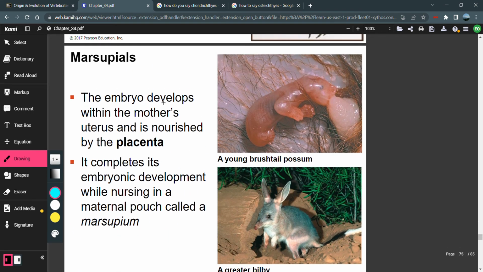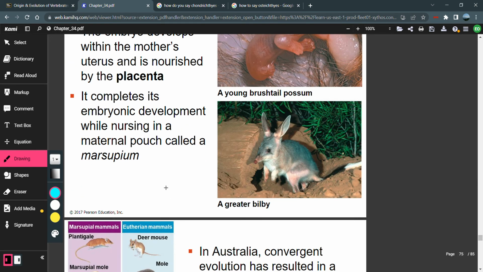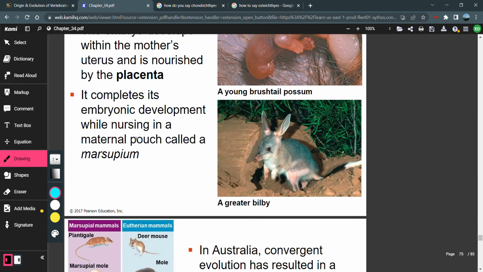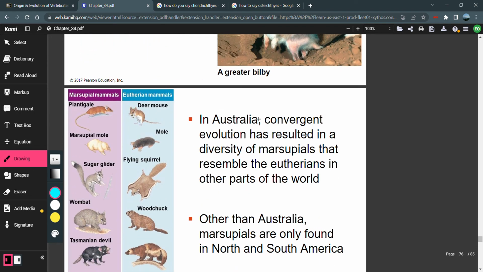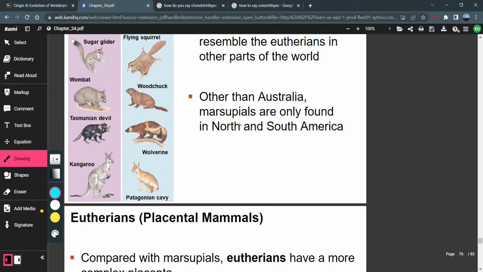Marsupials, these are my favorite. The embryo develops within the mother's uterus and is nourished by the placenta. These are our possums, our kangaroos. It completes embryonic development while nursing in a maternal pouch called a marsupium. So if you have seen a possum with its pouch, it's called a marsupium. In Australia, convergent evolution, meaning the same evolutionary path but different types of species, has resulted in a diversity of marsupials that resemble the eutherians in other parts of the world.